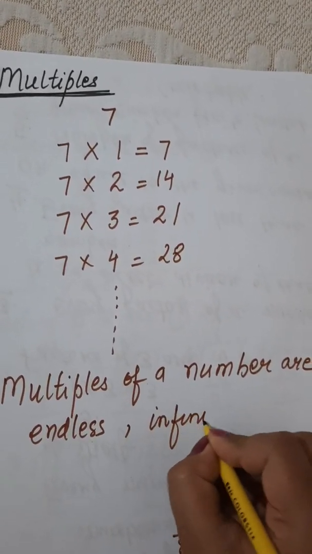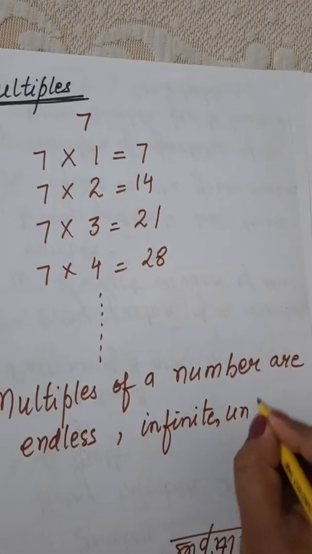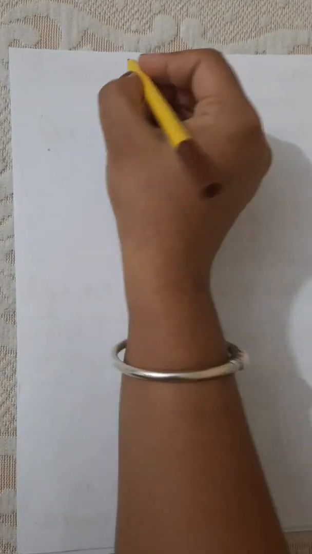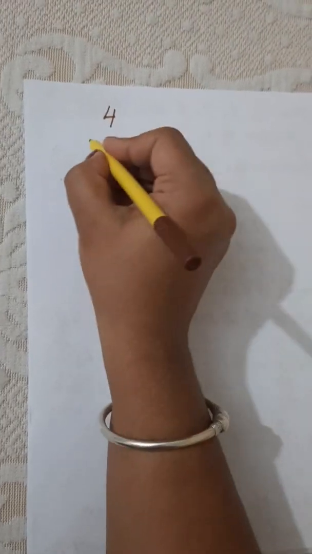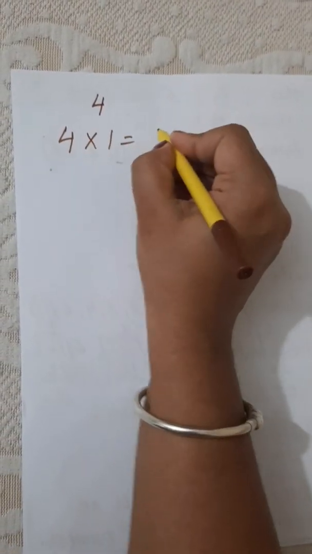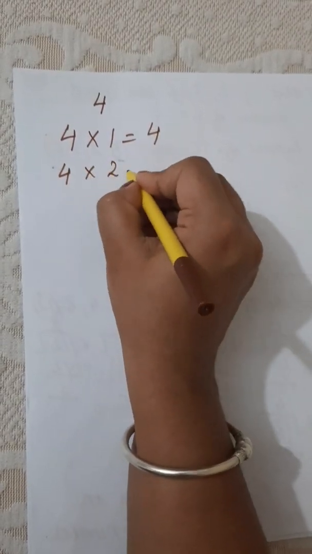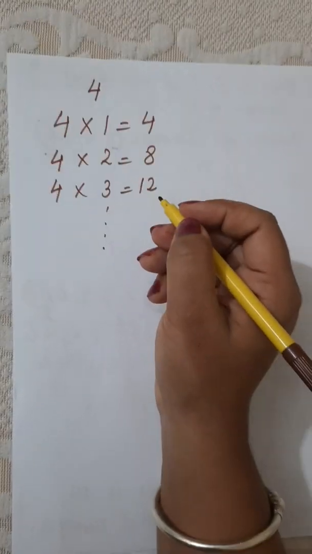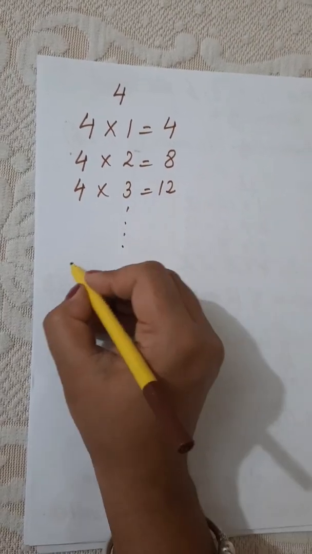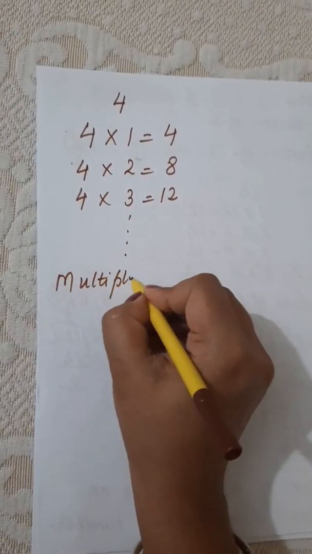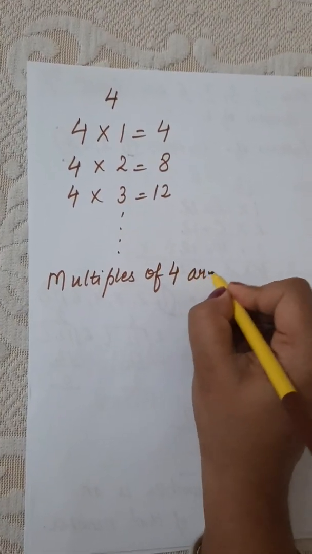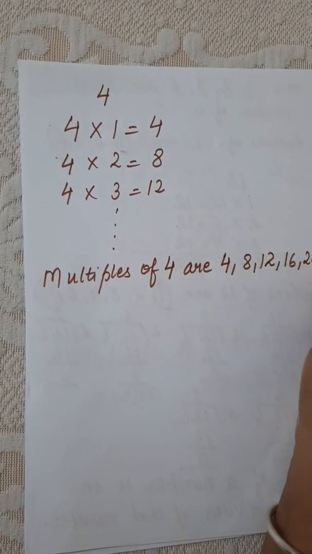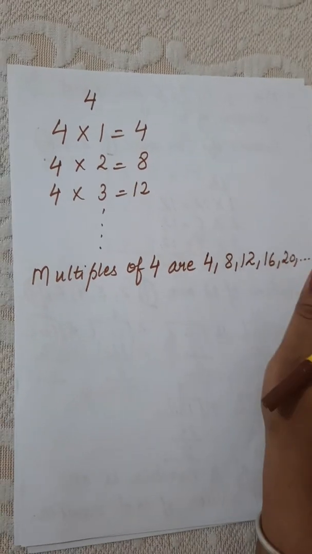We can say infinite, unlimited, because so many multiples are there. Unlimited, uncountable. I have to find the multiples of 4. To find the multiples of 4, multiply 4 by 1. 4 1s are 4. 4 2s are 8. 4 multiplied by 3, 4 3s are 12, and so on. So we can say that the multiples of a number are endless, and I have to write: multiples of 4 are 4, 8, 12, 16, 20, and so on. This dot indicates so on, because so many multiples are there.